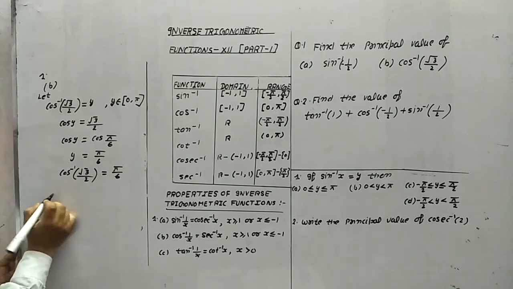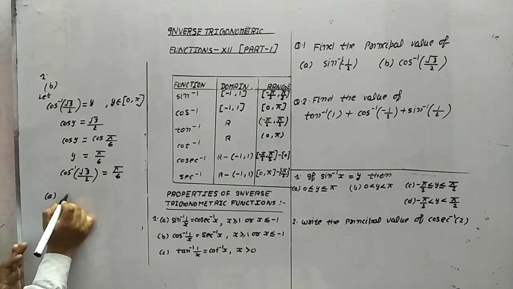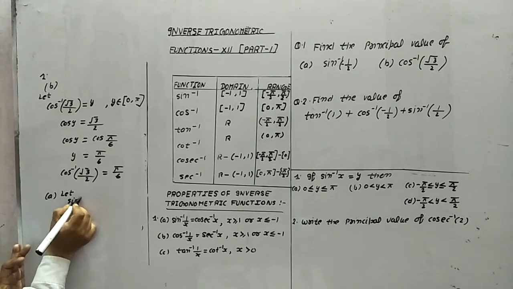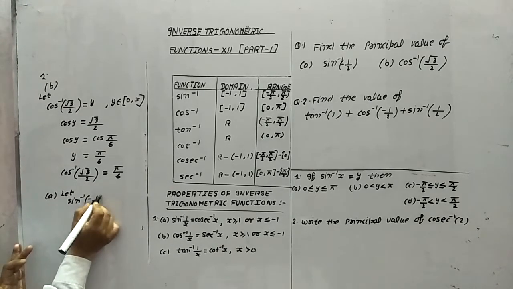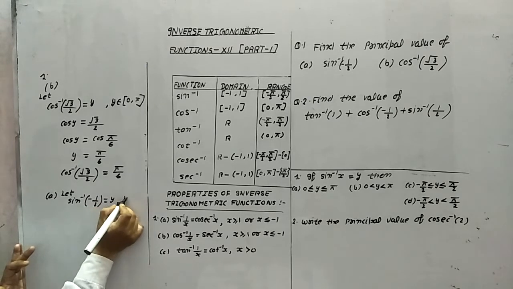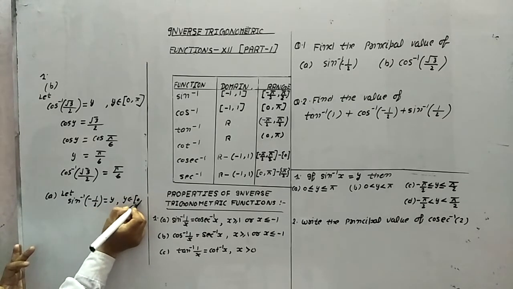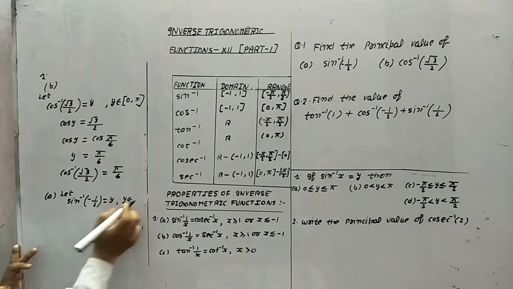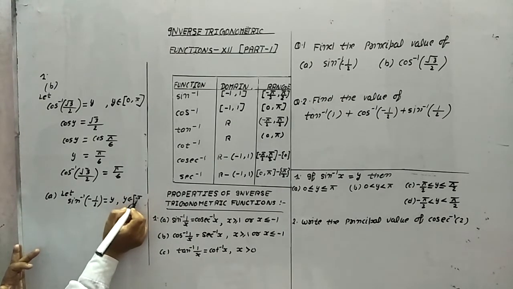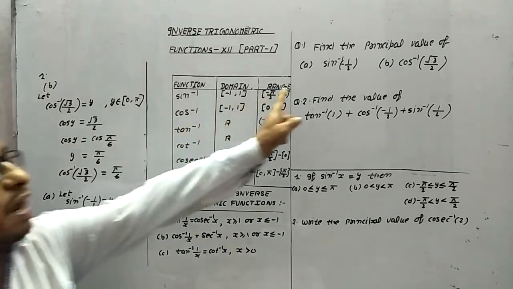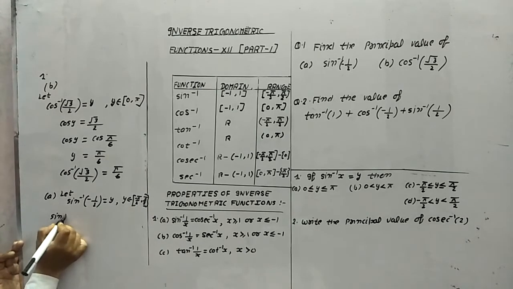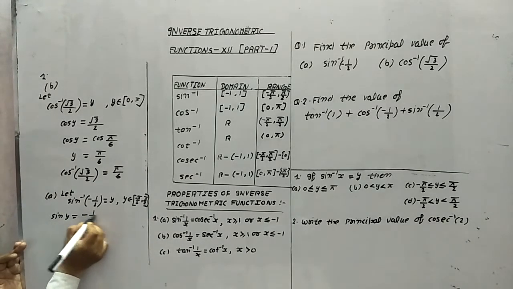Now A part also I do. Look at this thing, whatever this is given, let sine inverse -half is equals to y. It means y belongs to 0 to pi. Sorry, y belongs to, because this is the sine function, minus pi by 2 to pi by 2, because their range is this one, minus pi by 2 to pi by 2. Now it means sin y is equals to minus half.